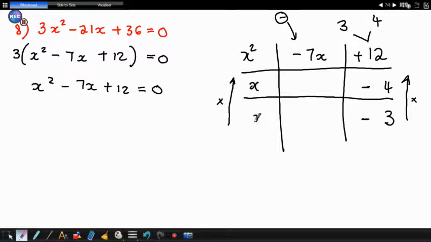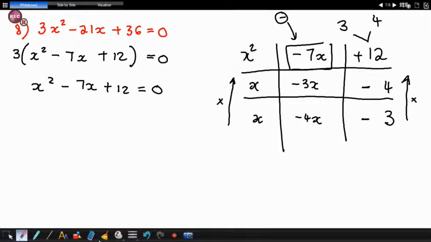So we have x times x, which will give us x squared, right? And now let's just multiply this. x times negative 3 gives us negative 3x. And then x times negative 4 gives us negative 4x. And if we are adding those two, negative 3x minus 4x does give us the negative 7x.